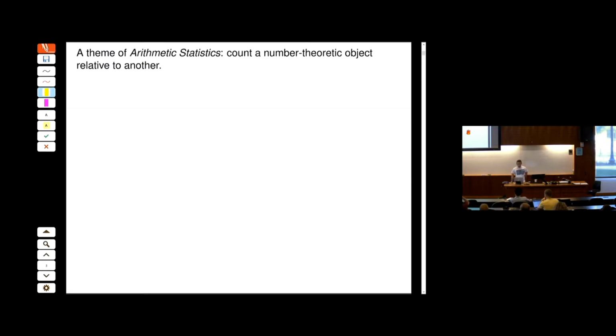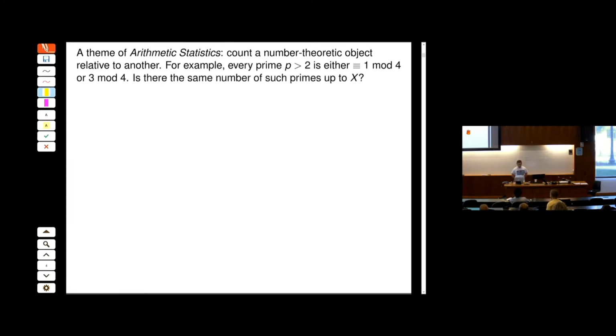Okay, so one of the themes that I mentioned briefly last time was that in arithmetic and statistics, sometimes you want to count number theoretic objects relative to one another. You know that there are infinitely many of each kind, but now you want to compare how abundant one is over the other. So here's one classical, famous example: every odd prime is 1 mod 4 or 3 mod 4. One would like to know, is there the same number of such primes up to x?